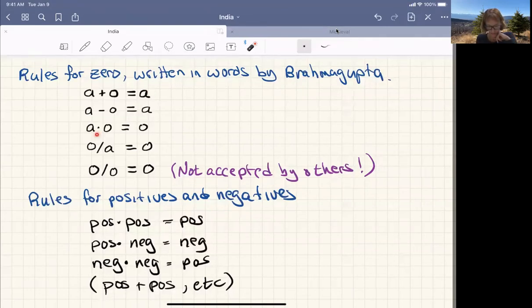He knew that if you multiplied a number by 0, that you got 0. If you divided 0 by a number, you got 0. But here's something interesting. He didn't think of 0 as being an exception in the denominator. So he said that 0 divided by a number is 0, even when that denominator was 0. So his rule is 0 divided by 0 is 0. But this is something that not everybody accepted. And of course, today we don't accept that.